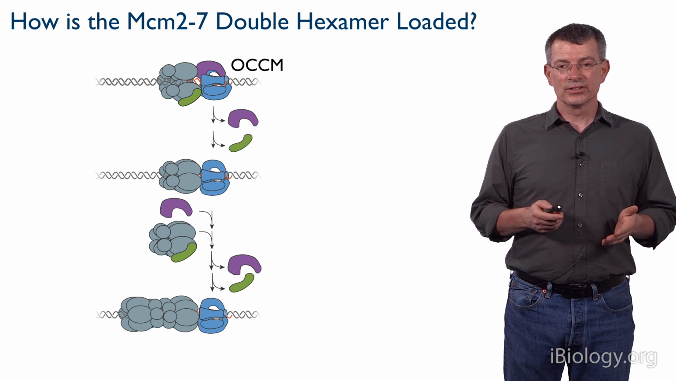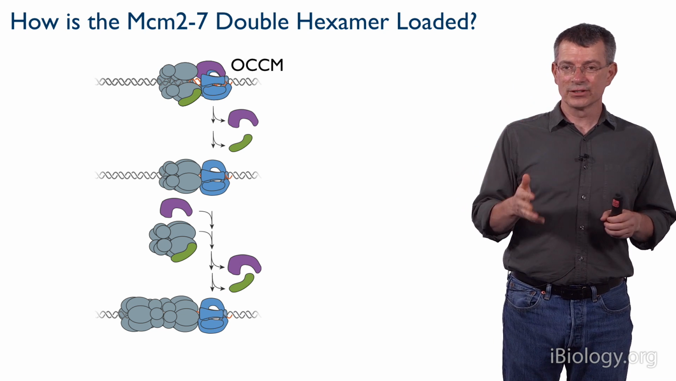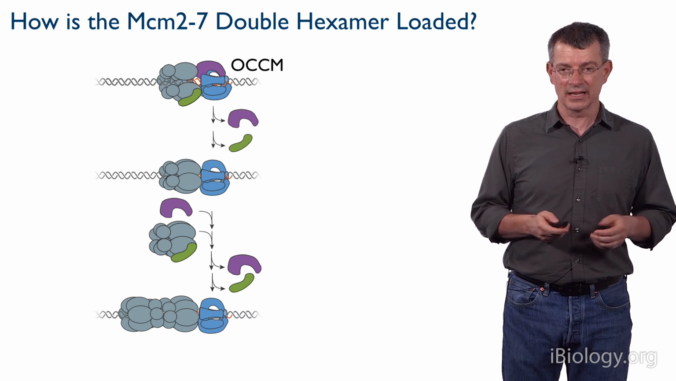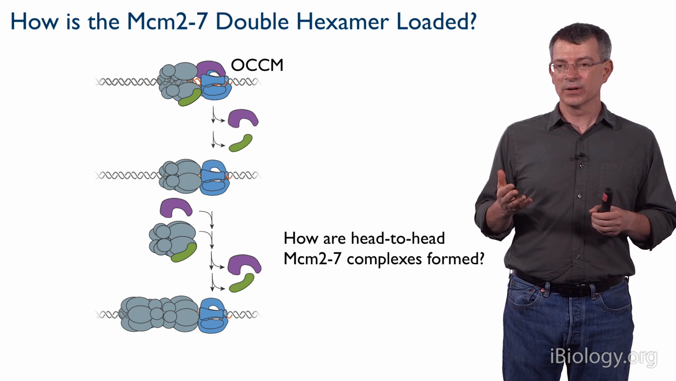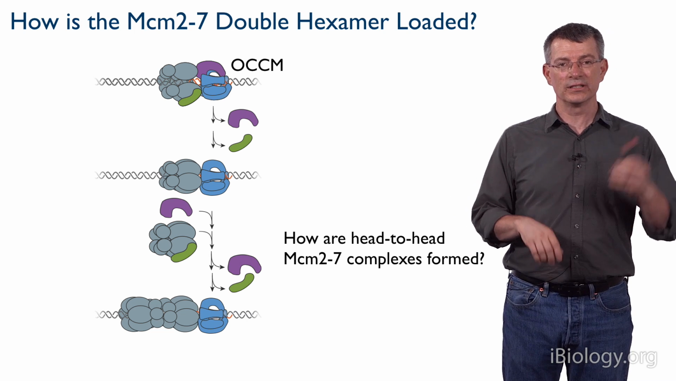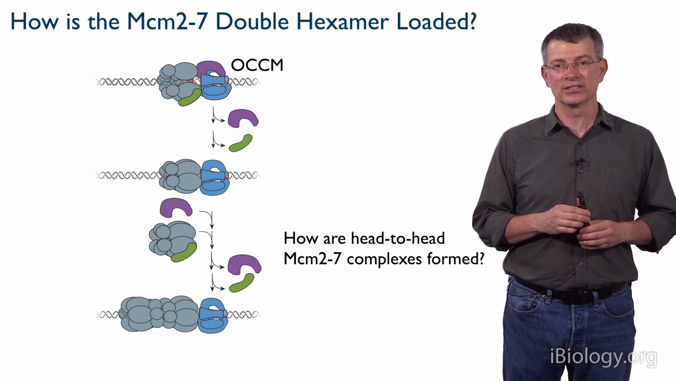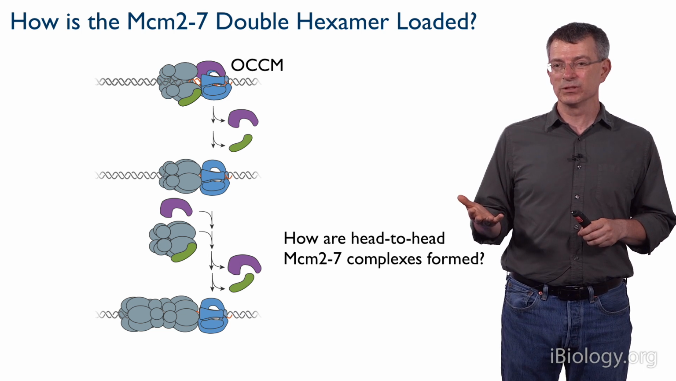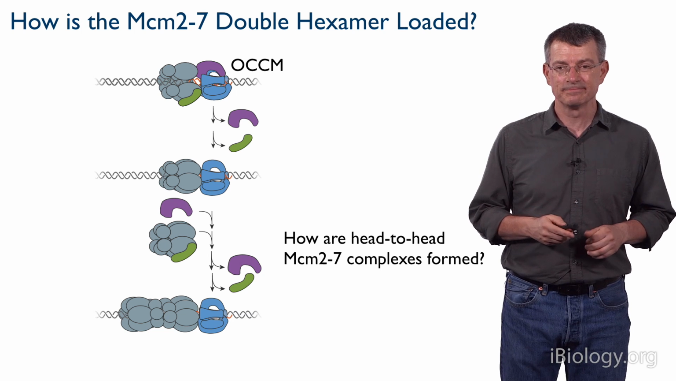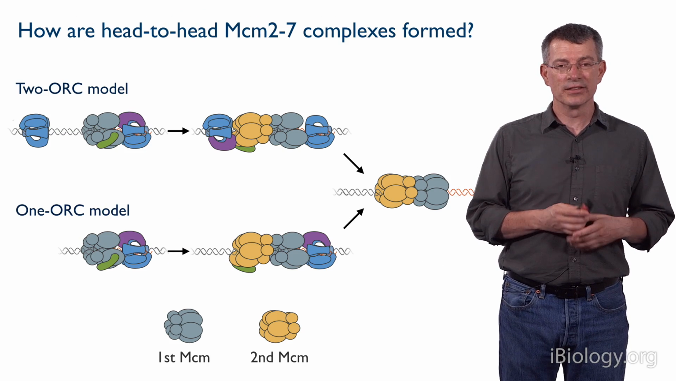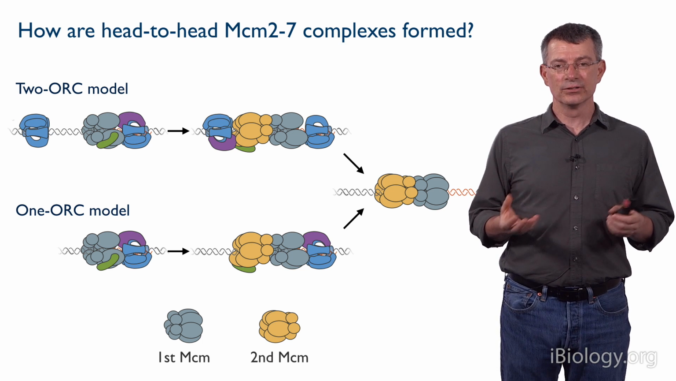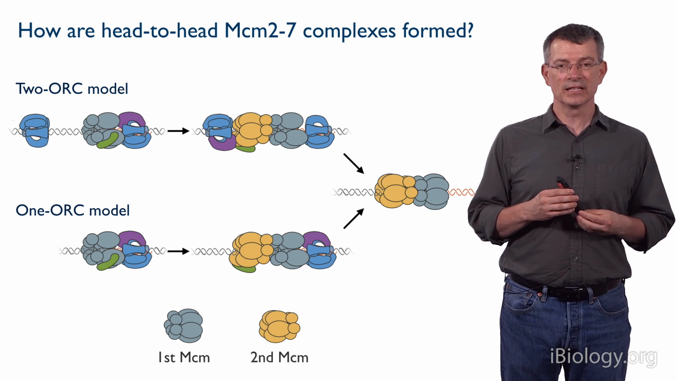Now, you'll note at this point that while we've gained a lot of understanding of CDC6 and CDT1, there are two questions we haven't addressed. One of them is the key question of how you make a head-to-head double-hexamer. How do you load one MCM in one orientation, the second in an opposite orientation? And the second, which turns out to be related, is how many ORC molecules are required for this process. Now let me explain why they're related. So there are two basic models to how you can load two MCMs in opposite orientations.